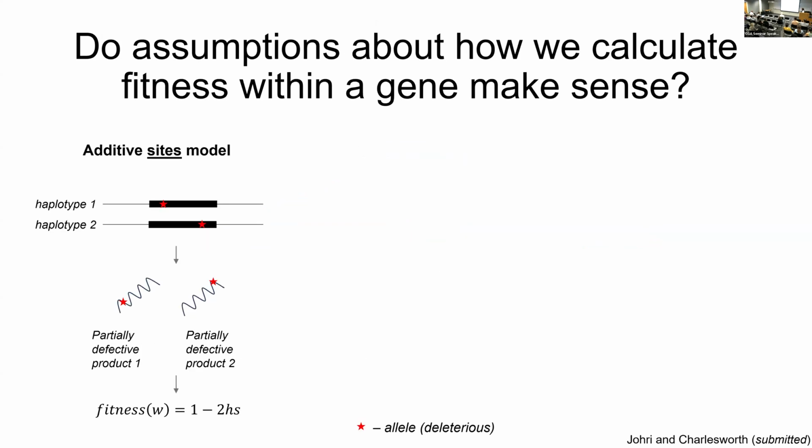I think we all take this pretty much for granted. We usually use the so-called multiplicative model of fitness, where we say, if there's a deleterious mutation here and a deleterious mutation here, two different ones on different haplotypes, they're independent of each other, more or less. And so you multiply the fitness that you get for each of them with their dominance. The final fitness for that particular organism will be 1 minus 2hs.